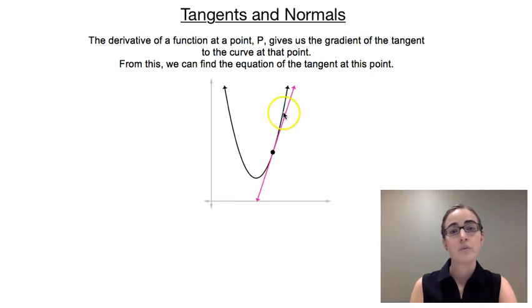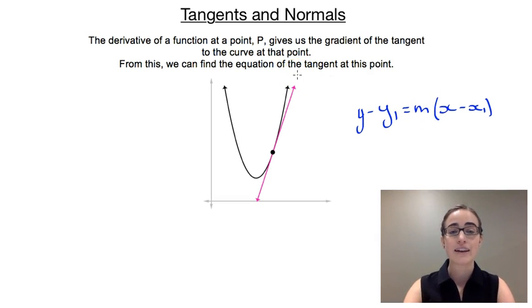So from that, if we know the gradient of that pink line and we know a point that it passes through, we can actually find the equation of that line using the formula y minus y1 equals m outside of x minus x1, where our point is our x1, y1, and our m is our gradient. So let's have a look at an example.